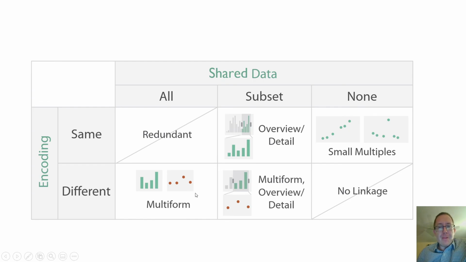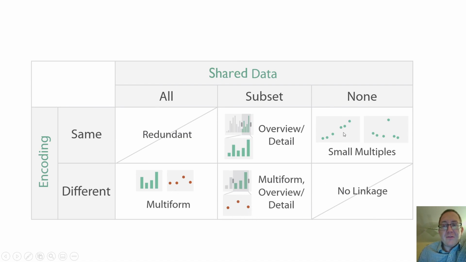Okay. If I'm only looking at a subset of the data, but the same attributes, I get overview plus detail. If I'm looking at the full data and a subset of the data, plus I have different encodings, I get multiform plus overview and detail. So it might be this set of data, and so this would be the XE trade visualization. Here would be something like I'm showing these particular years for stocks, and this is a pie chart of those same stocks.